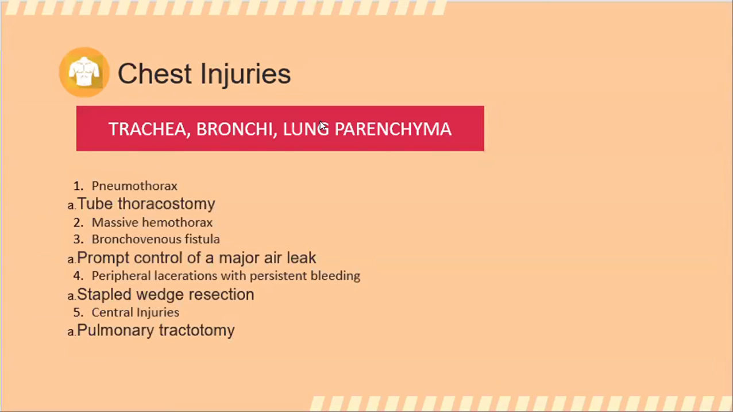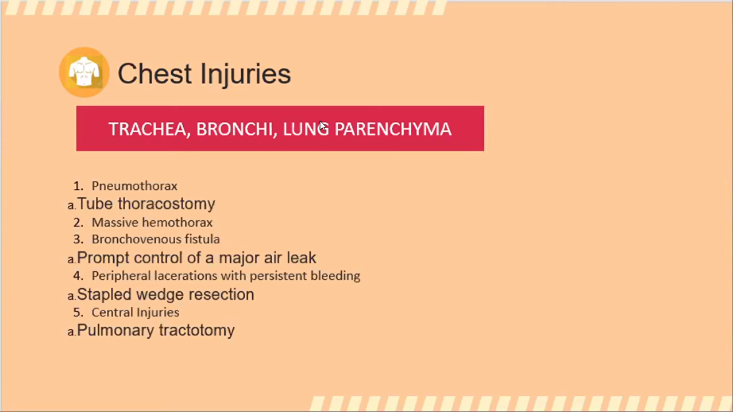Next, moving on to your trachea, bronchi, and lung parenchyma. For your pneumothorax, as I mentioned last night, your immediate management is needle thoracostomy, at the second ICS, mid-clavicular line. But the definitive management is your tube thoracostomy, which can also be done for your massive hemothorax.